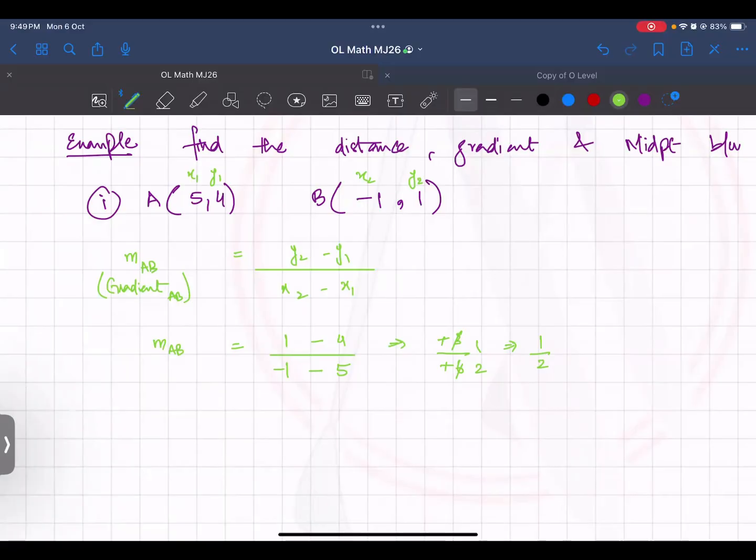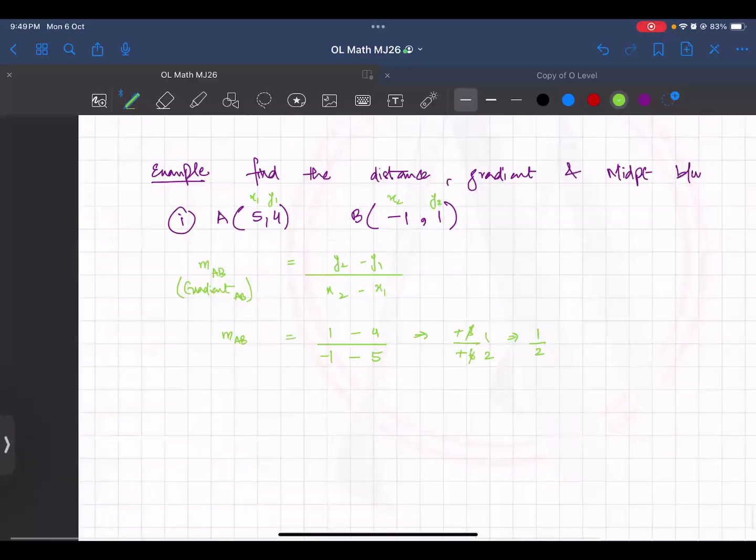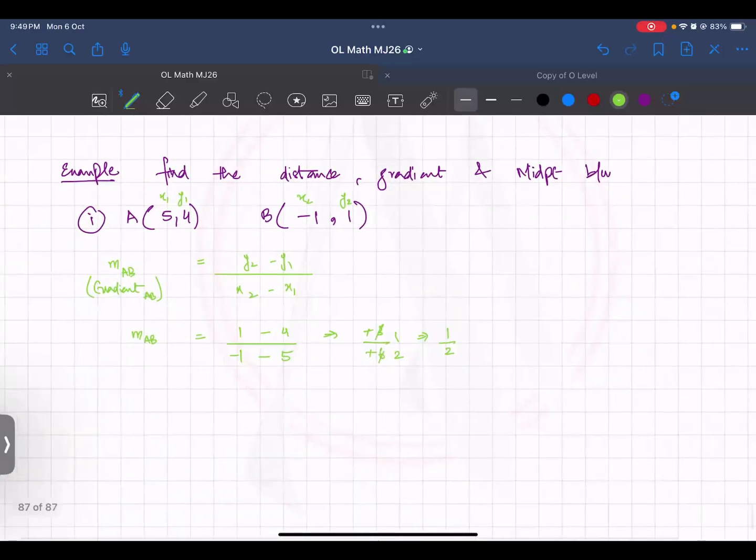Yes, I had said exactly that just now, that this would be the mistake. Your y is always the numerator and then your denominator is your x.